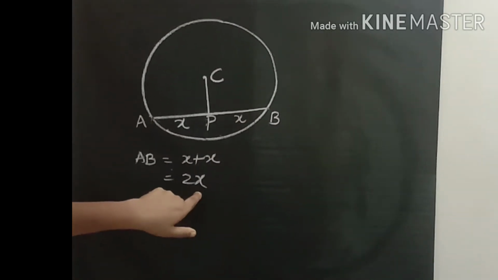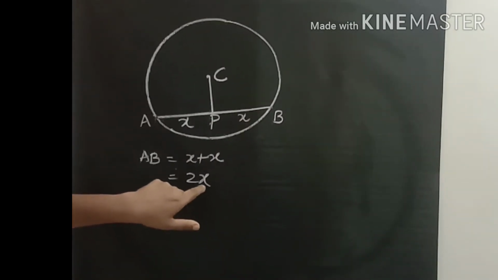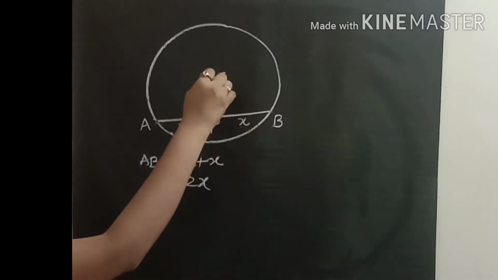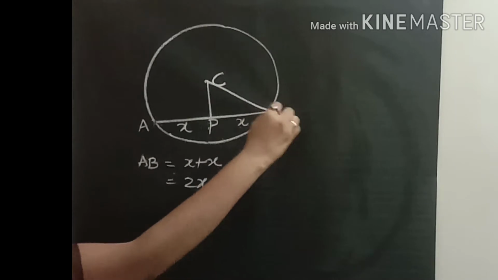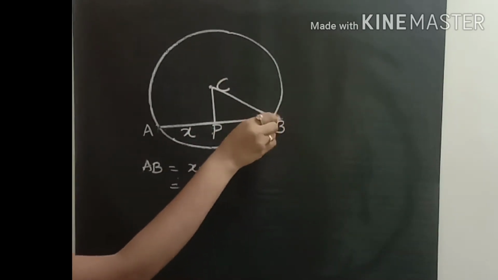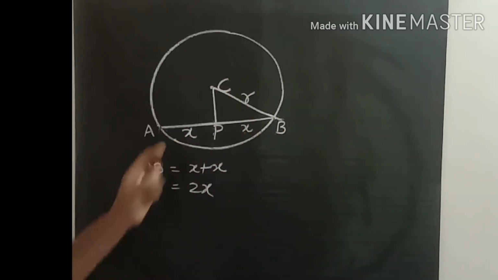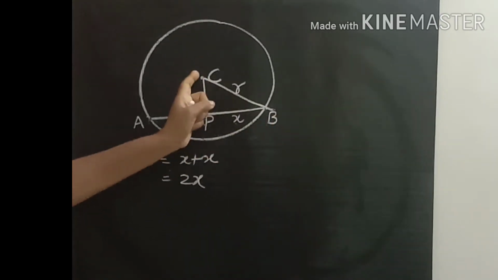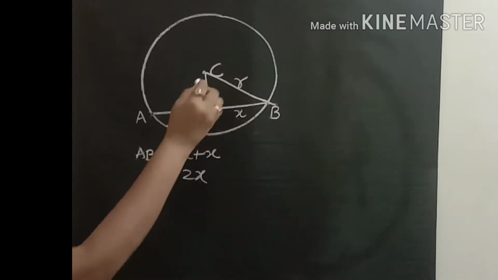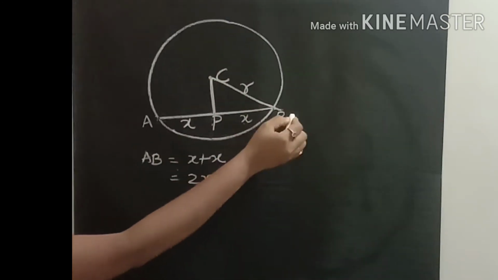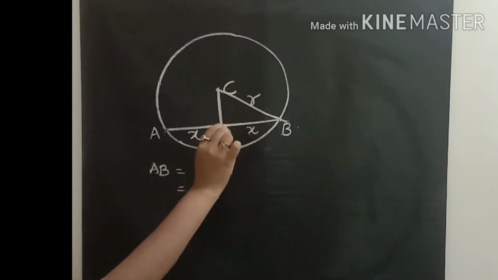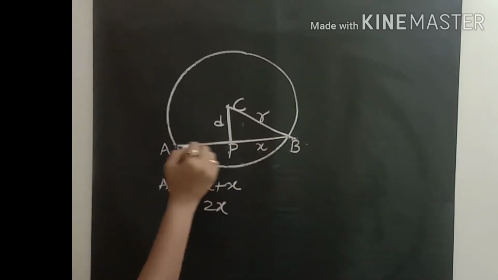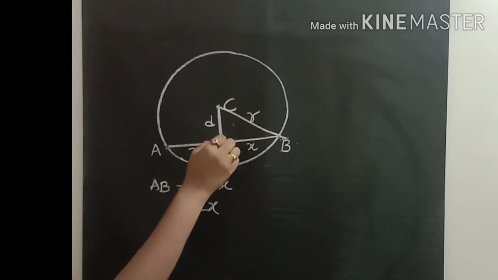Now to find the length of the chord we have to find the value of x. So, finding the x value now. I am joining the center C to one end of the chord. Clearly it is the radius CB. CB is equal to the distance between the center and a point on the circle, that is CB is equal to R. Here CP is equal to the perpendicular distance from the center to the line AB. So the perpendicular distance is equal to D.